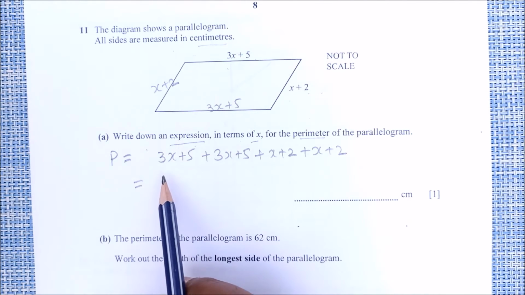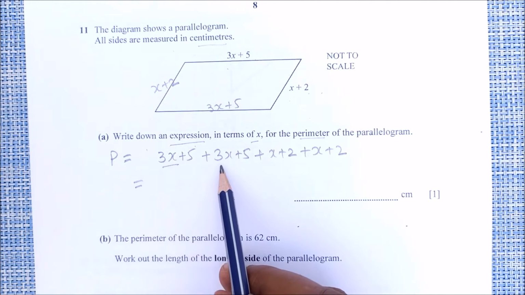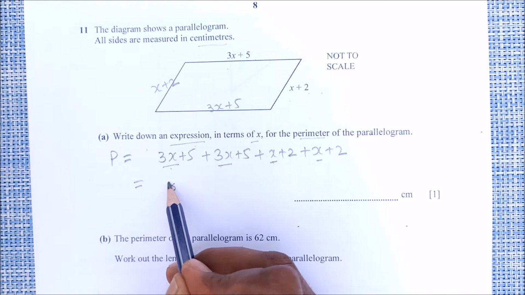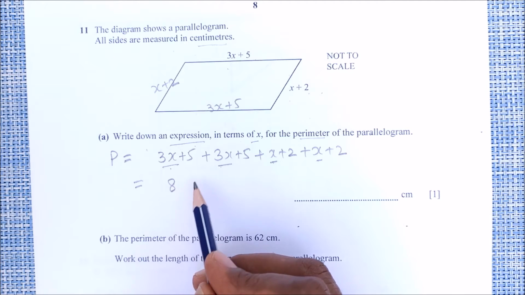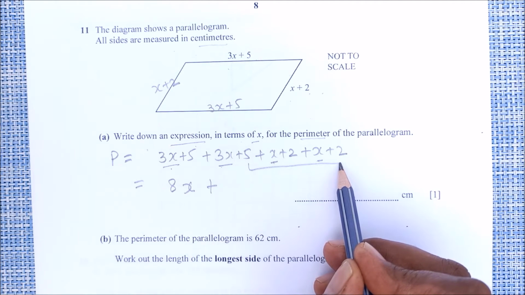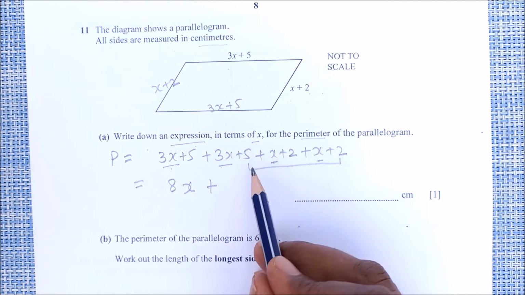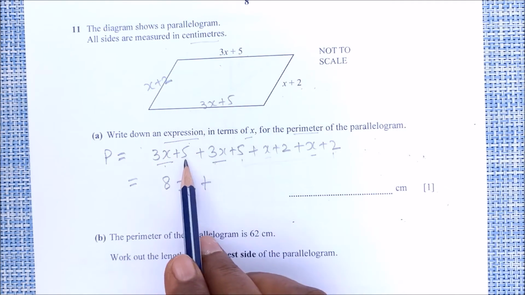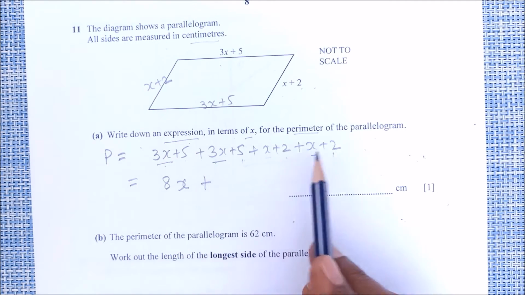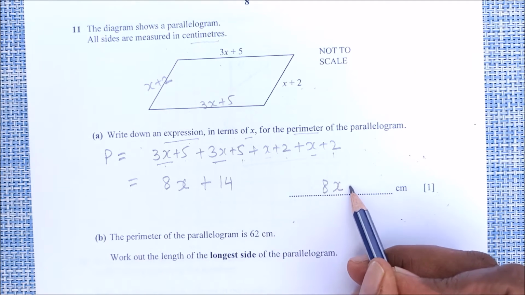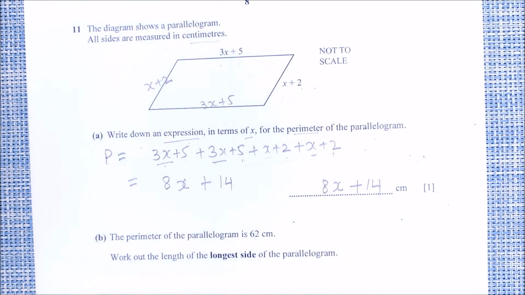So you can add like terms. 3 plus 3 is 6, 7 and 8, so this is 8x plus 5 plus 5 is 10, plus 2 is 12, plus 2 is 14. You can just add the constant terms. So the expression is 8x plus 14.